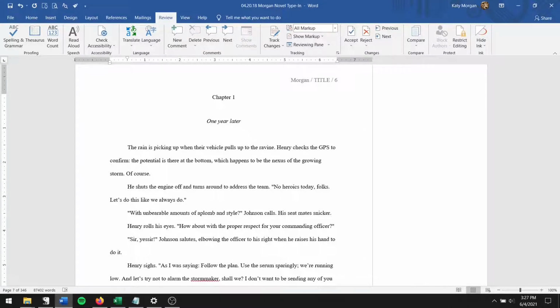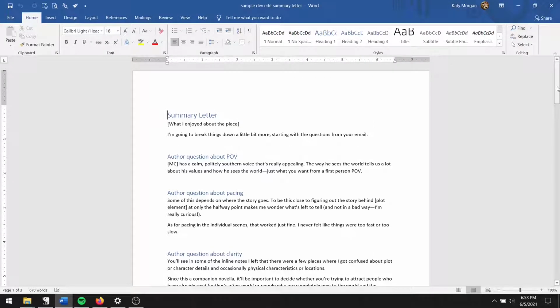Okay, so those are some of the inline comments I might be making and some of the thoughts I might be having as I go through the manuscript. And now we're going to jump into what a summary letter looks like, so you can see some of those more in-depth comments and the conversation that comes out of those. So now we're looking at a sample summary letter. This is actually something that I did end up doing for a client, but I've kind of broken it down into just the basics so we can kind of run through, generally speaking, what some of this might look like.